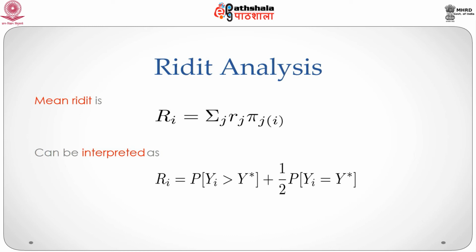The utility of this is that the mean ridit Ri has an easy interpretation. Note that Ri is equal to the probability of yi greater than y star plus half times probability of yi equal to y star, where yi is the response category for a randomly selected observation in row i, and y star is the response category for a randomly selected observation from the marginal distribution pi plus j, j equal to 1 to c, of y.